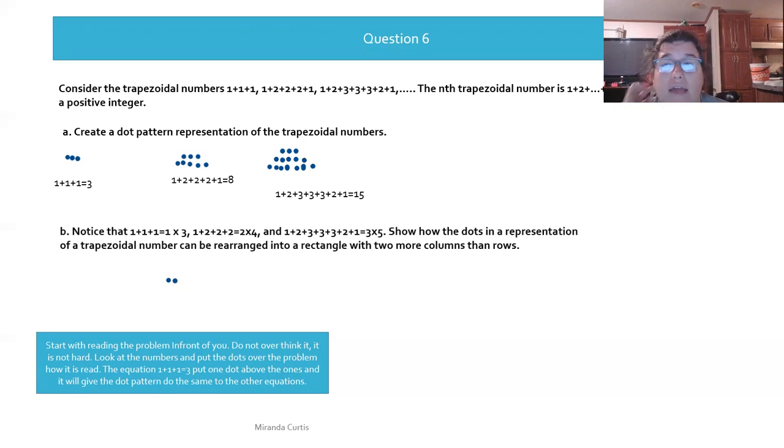Notice that 1 plus 1 plus 1 equals 1 times 3. That's a really easy one. Then you keep going up. You got 2 times 4, and you got 3 times 5. What's going to be cool about this is it's supposed to go up by 1 all the way up. You have 1, and you got times 3. Now what you're going to do is you're going to have 2 rows of 4.